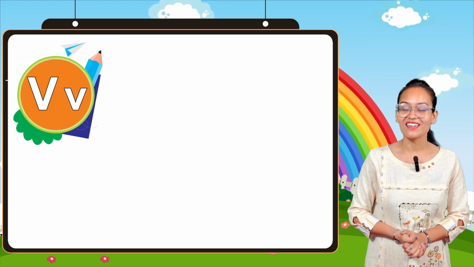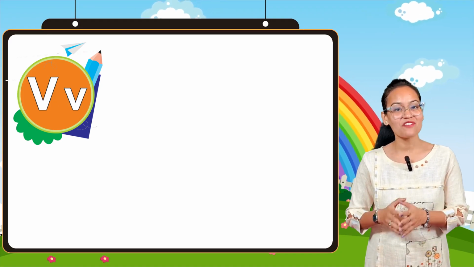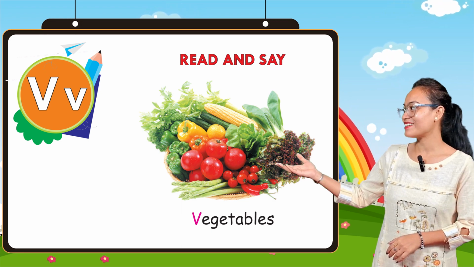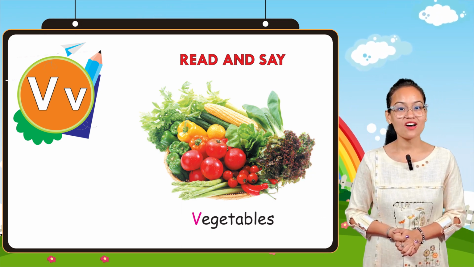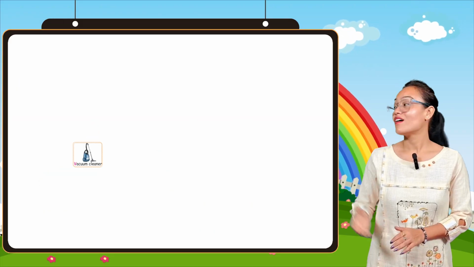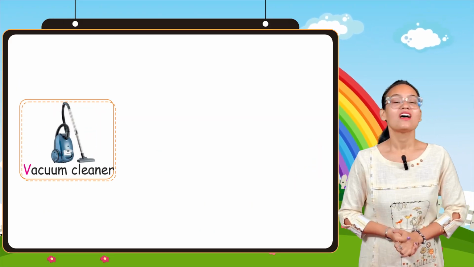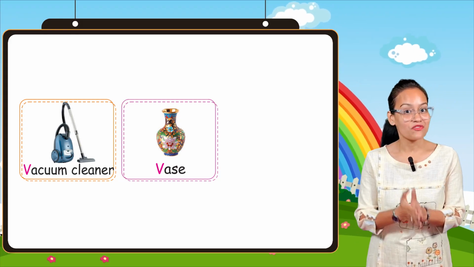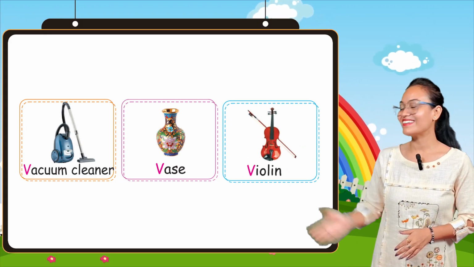Alphabet V. Capital V, small v. Read and say: V for vegetables, V for van, V for vacuum cleaner, V for vase, and V for violin.